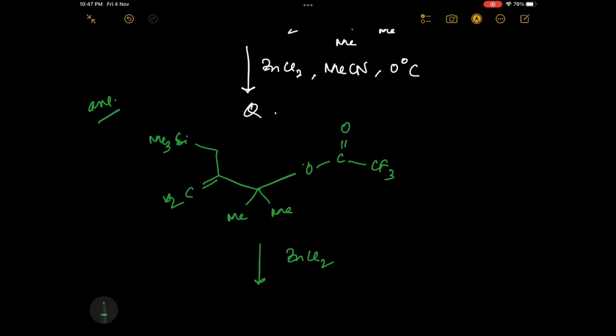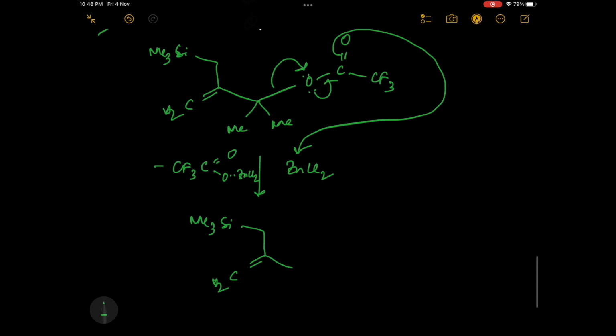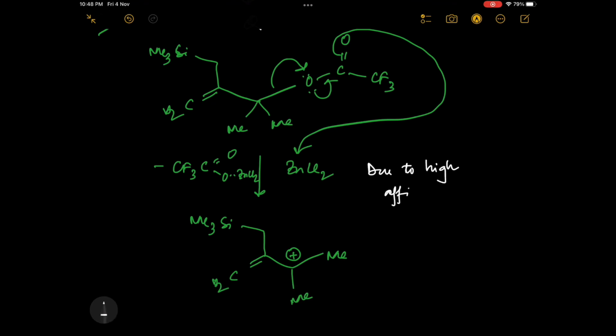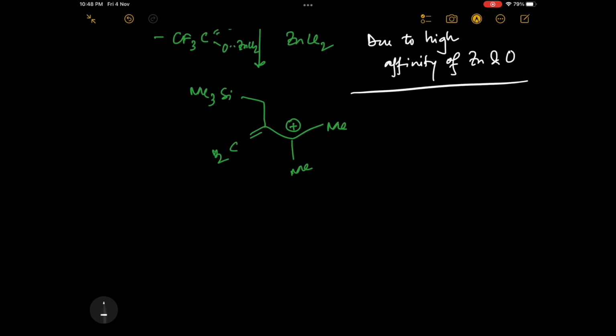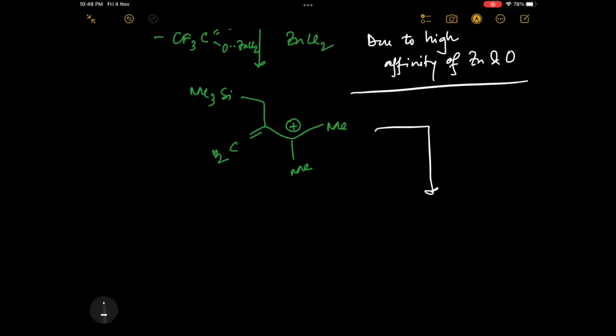So as we know, zinc has a high affinity towards oxygen, and due to that high affinity, the carbonyl of OCOCF3 ultimately gives to ZnCl2, and overall the CF3CO2 minus group leaves, being a better leaving group. So then what we get is that there is a positive charge at the 2-methyl center. So there is a carbocation which is generated and which is stabilized due to the presence of two alkyl groups on that particular carbon. And all this happens due to the high affinity of zinc and oxygen. If that was not the case, there was already a double bond CH2 present which could have reacted.